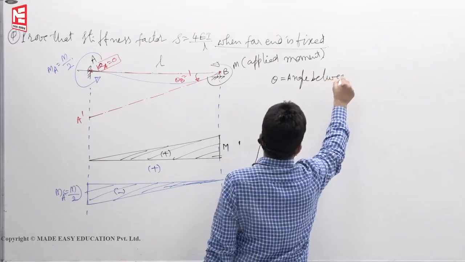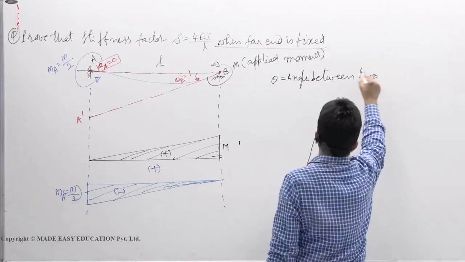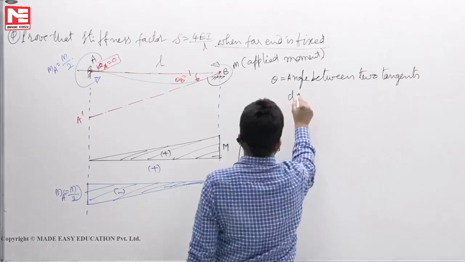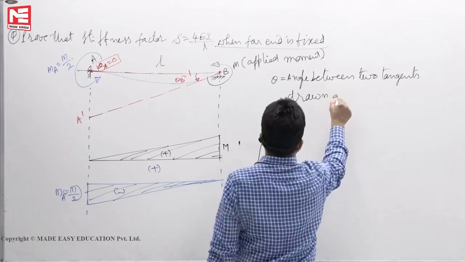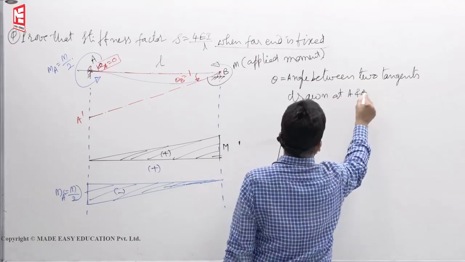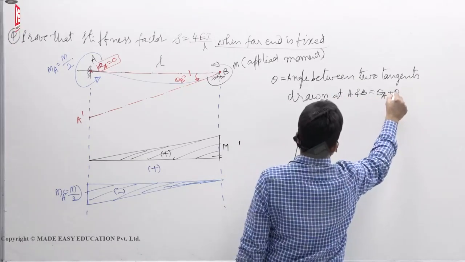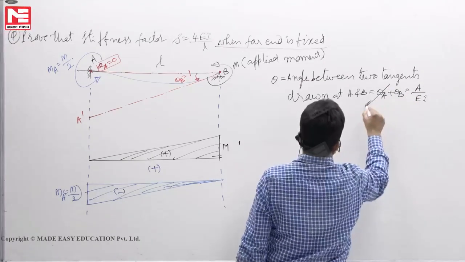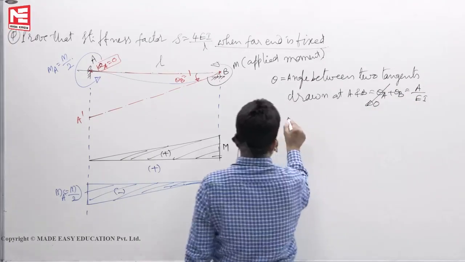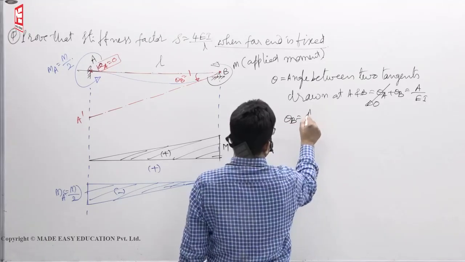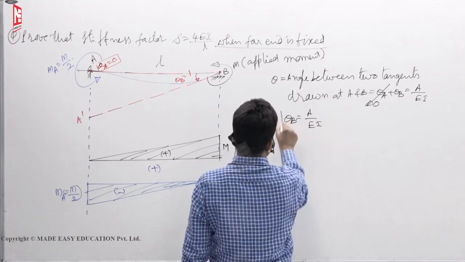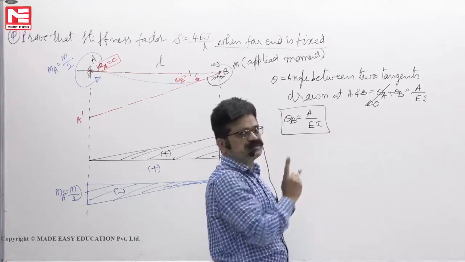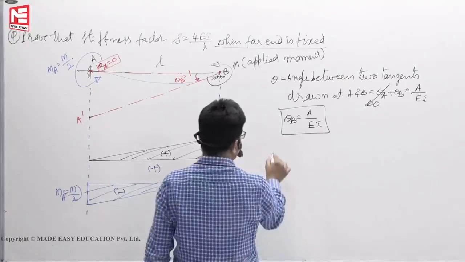Actually the angle between the two tangents drawn at A and B is equal to theta A plus theta B, which is equal to area by EI. In this case theta A is 0. So theta B you will get as area by EI directly. Only when theta A becomes 0, you can get theta B from Mohr's theorem 1.